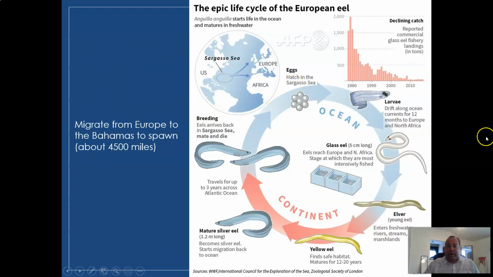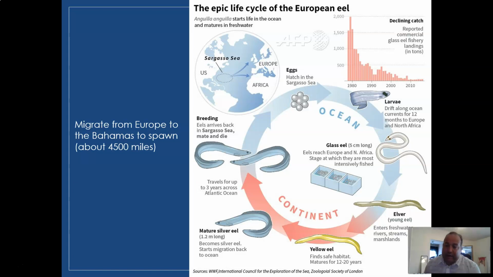And so here is, as described here, the epic life cycle of the European eel. Taking this European eel as an example, the eggs are hatched in the ocean, for the eel specifically in the Sargasso Sea, outside of the U.S. in the Atlantic Ocean. Then the larvae drift along currents for about a year, all the way to Europe and North Africa.